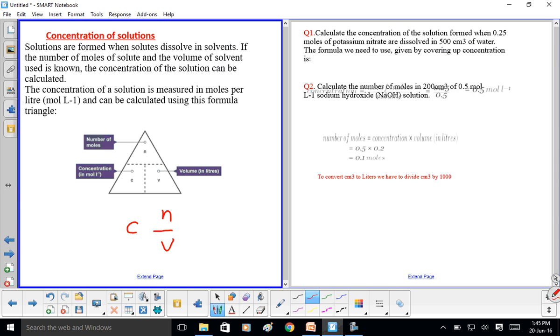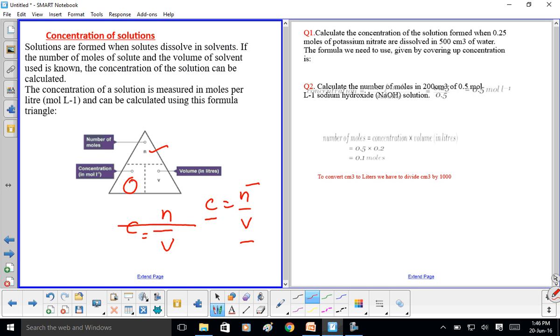Here they have written C is equal to N by V. Concentration is equal to number of moles per volume. C is concentration in moles per decimeter cube, N is the number of moles, and V is the volume in decimeter cube.